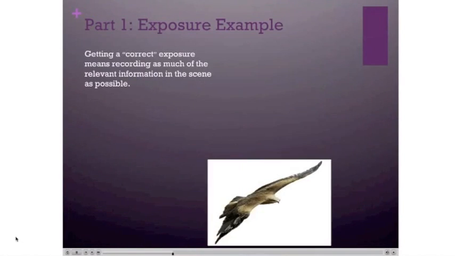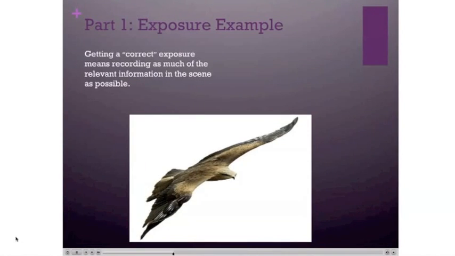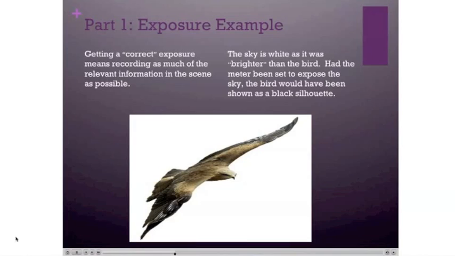Getting a correct exposure means recording as much of the relevant information in the scene as possible. In this example, the bird is the main focal point. The sky is white because it was brighter than the bird. Had the meter been set to expose the sky, the bird would have been shown as a black silhouette.